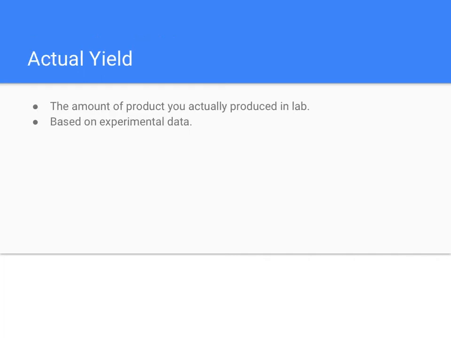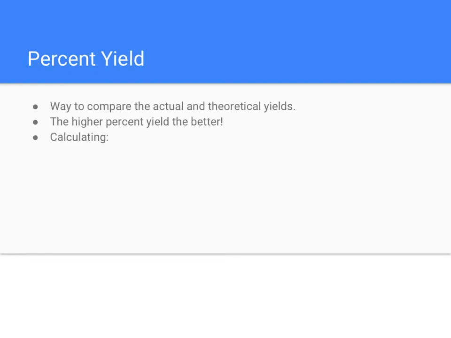The actual yield, sometimes referred to as the experimental yield, is the amount of product that you actually produce in the lab. So this is based on your experimental data. Once you've completed a lab, you use your experimental data to say, okay, how much did I actually produce? The actual yield and the experimental yield are sometimes referred to as the same thing, or those terms can be used interchangeably.